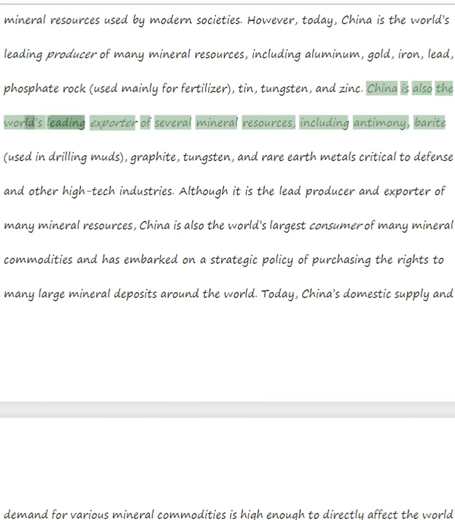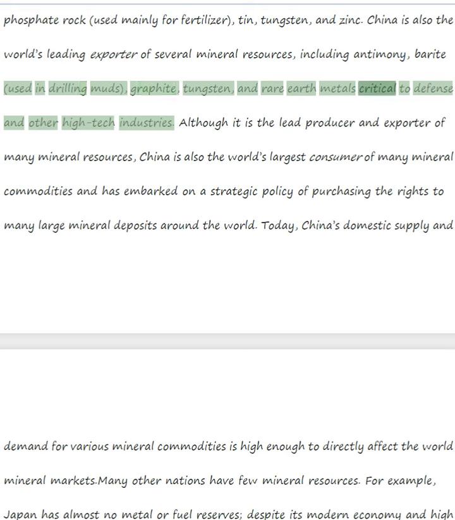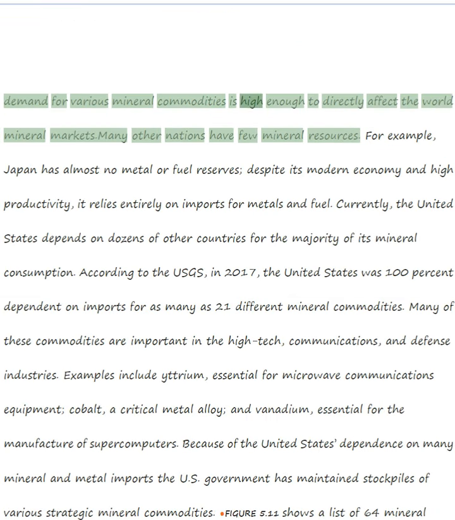China is also the world's leading exporter of several mineral resources, including antimony, barite, graphite, tungsten, and rare earth metals critical to defense and other high-tech industries. Although it is the lead producer and exporter of many mineral resources, China is also the world's largest consumer of many mineral commodities and has embarked on a strategic policy of purchasing the rights to many large mineral deposits around the world. Today, China's domestic supply and demand for various mineral commodities is high enough to directly affect the world mineral markets. Many other nations have few mineral resources.